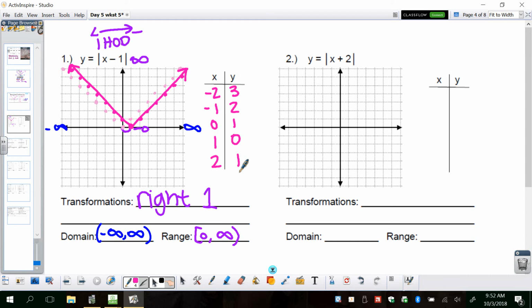So I want y'all to try number 2. You are trying number 2.